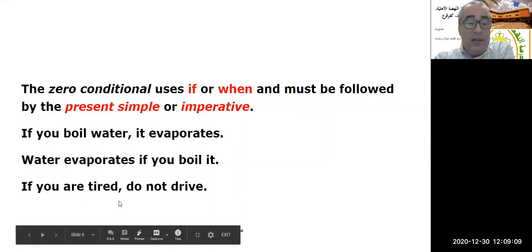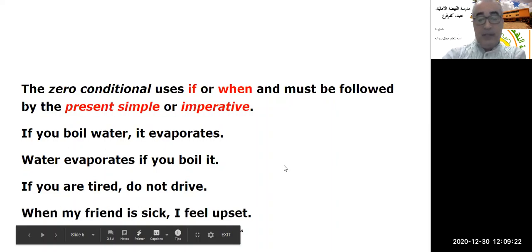If you are tired, do not drive. This is a kind of imperative, okay? Kind of amr. And here we use when instead of if. When my friend is sick, I feel upset.